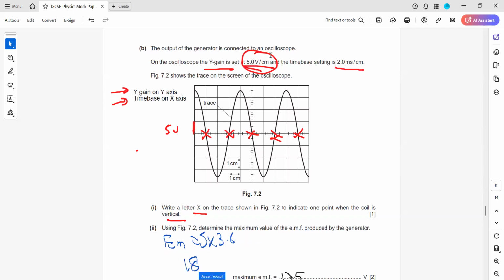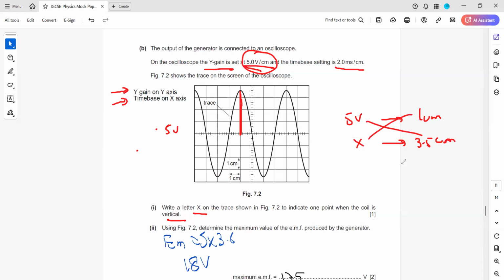Then on the figure, determine the maximum value of the induced EMF. For the maximum, we take the y-axis, the vertical height. So 1 box, 2, 3, it looks like 3.5 boxes. So 5 volts equals 1 centimeter. If we have 3.5 centimeters, how much is the voltage X? We just cross multiply. 5 into 3.5 will be 17.5 volts. 18 is the rounded off answer.